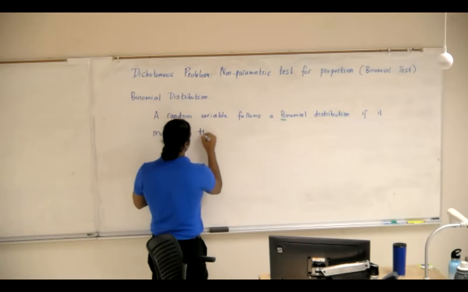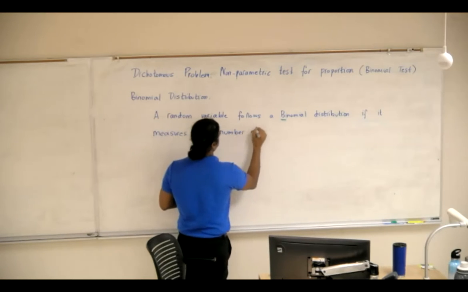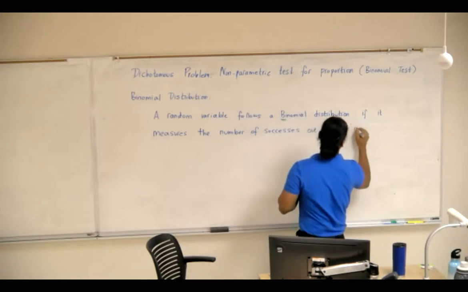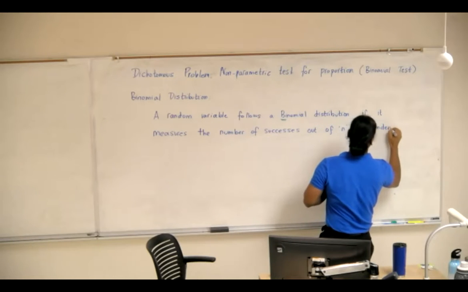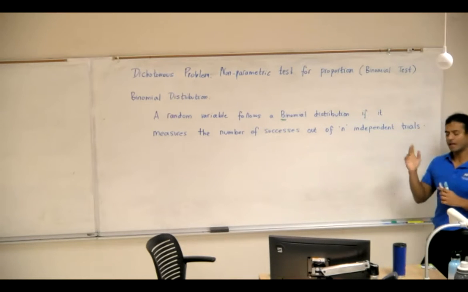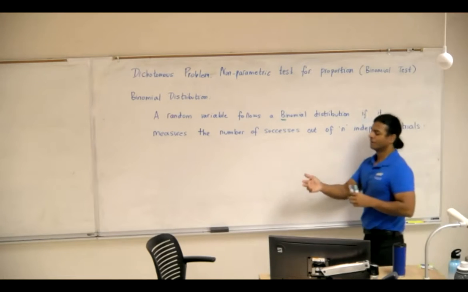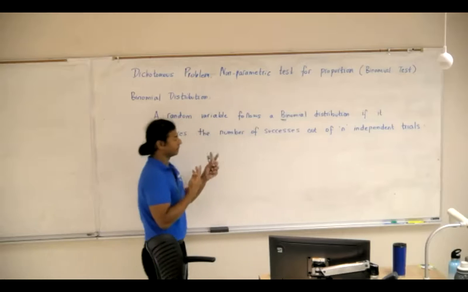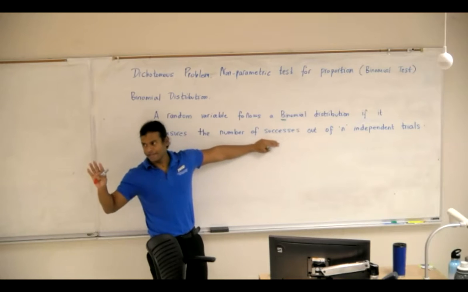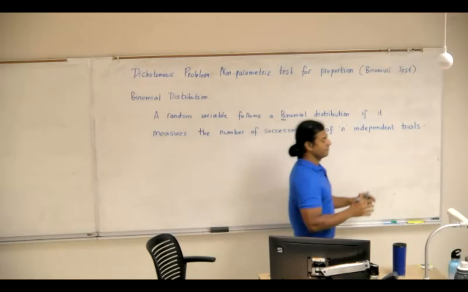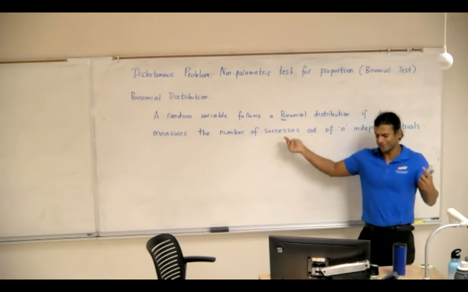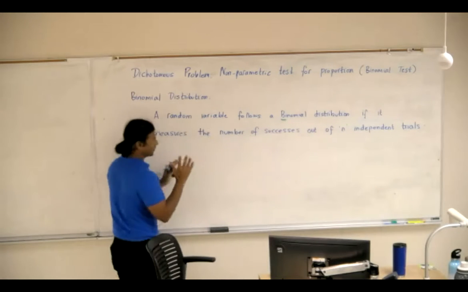So it measures the number of successes out of n independent trials. Independent in the sense the outcome of one trial cannot affect another. So if that happens, then we cannot use a binomial test. Now, what is a success event? A success event could be any event of interest. It doesn't have to be a positive thing, even though success carries a positive connotation. Success simply means an event of interest.